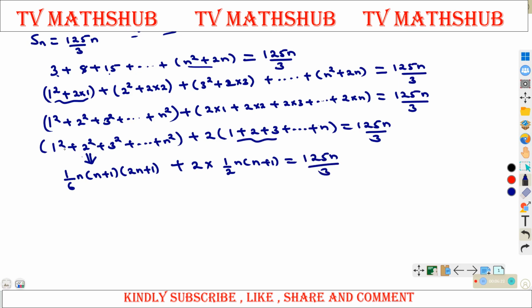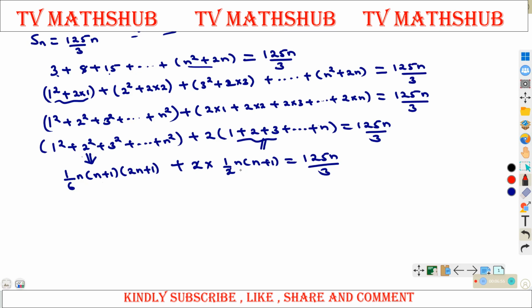So you have the sum of the first n square numbers, and the sum of the first n natural numbers is also given as this. So this is already known, this is already known. So we shall simplify this and get the value for n. So to simplify this, let us try to simplify this.